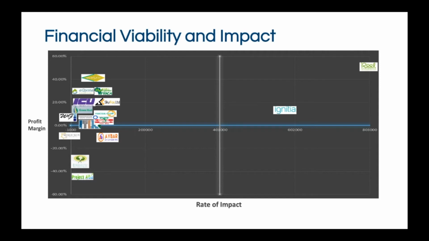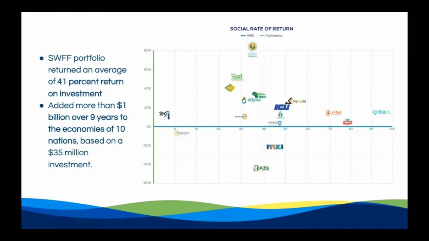And this was a quadrant we developed about the financial viability of the innovator, as well as their impact, where you can see the profit margin generally has to do with an increase of their rate of impact. So there's a positive relationship between the financial viability of the innovation as well as their social impact. Next slide.